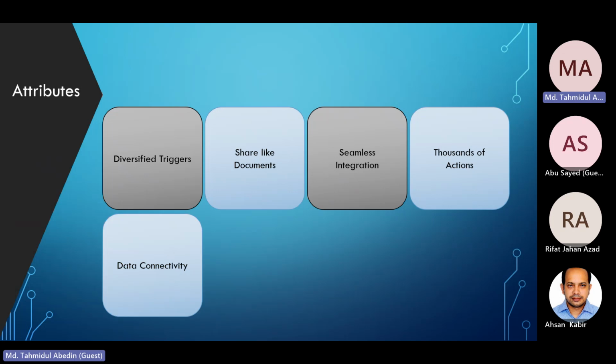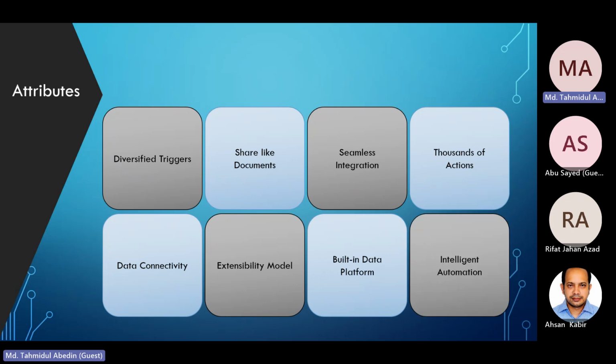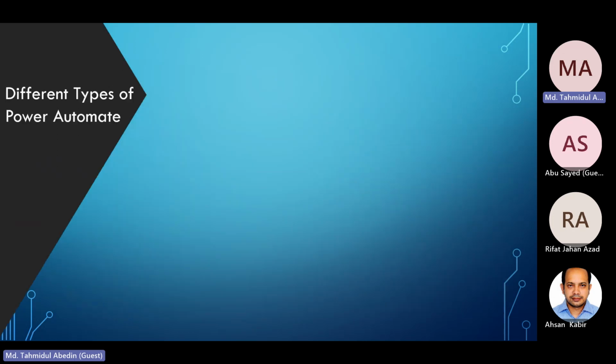So the next is the data connectivity. It is very much easier to have the connection. And extensibility mode, also built-in data platform and intelligent automation. So these are the attributes for which we are using Power Automate, and that is making our life easier. So yes, you can check what is useful for you, and what use you have for Power Automate.